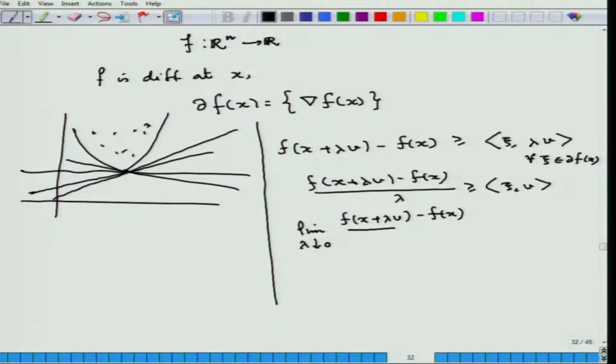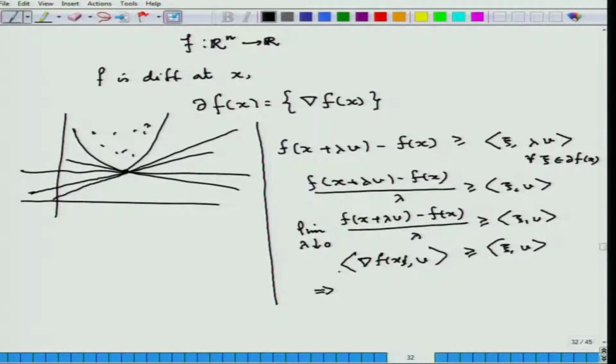what you will finally get is this, and by differentiability this is nothing but the inner product of grad f(x) with v. So, the directional derivative is nothing but the gradient in the direction of taking the derivative, that is, the gradient in the direction v. So, this would simply mean that (grad f(x) minus xi) times v is greater than or equal to 0, but this v was arbitrary. So, it is for all v element of R^n.